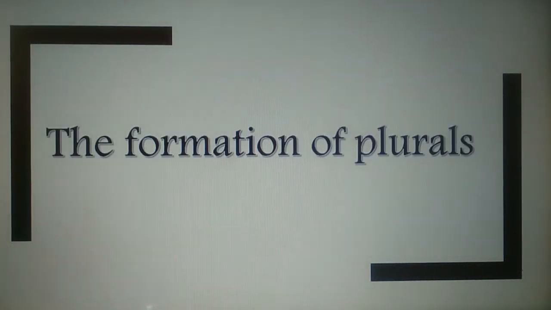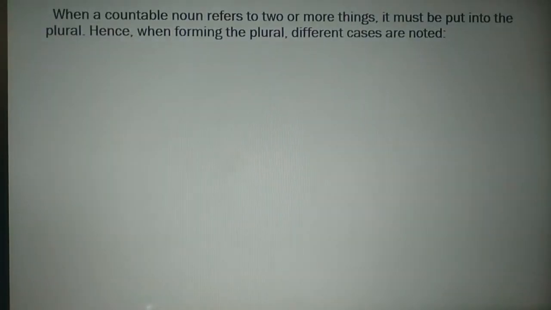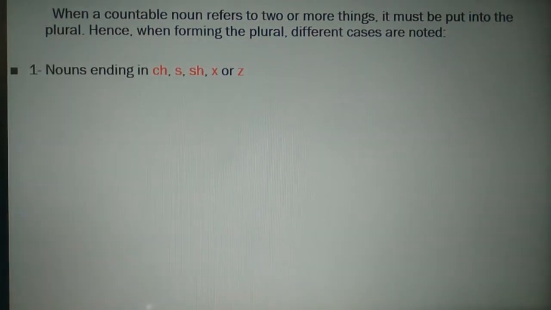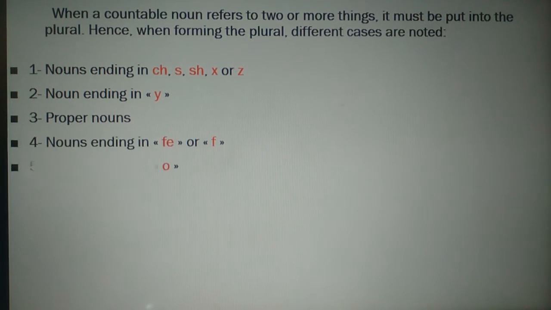Everyone, today we're going to learn about the formation of plurals. When a countable noun refers to two or more things, it must be put into the plural. However, we should look at different cases when doing so.